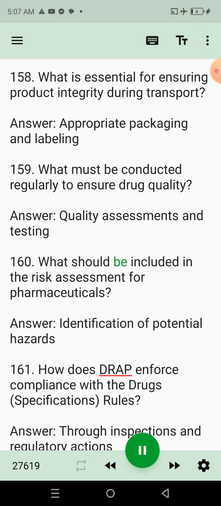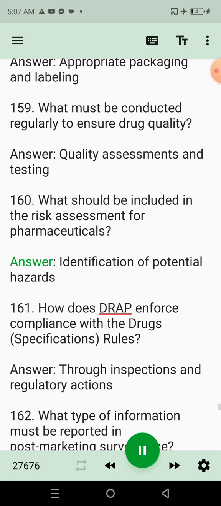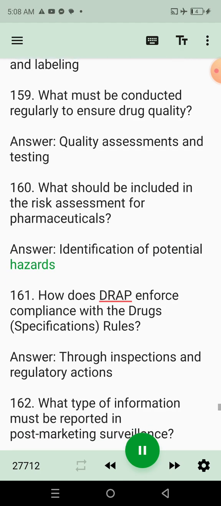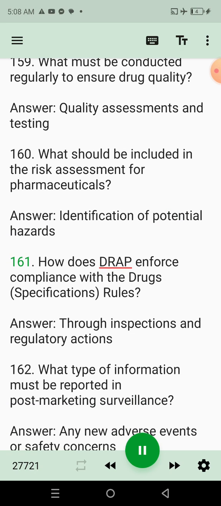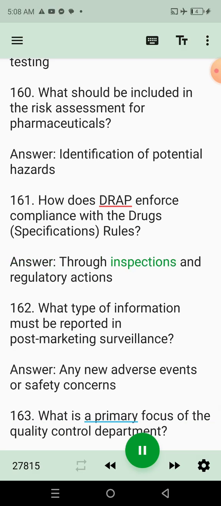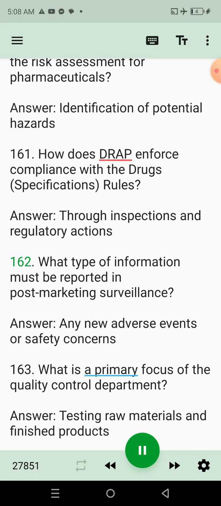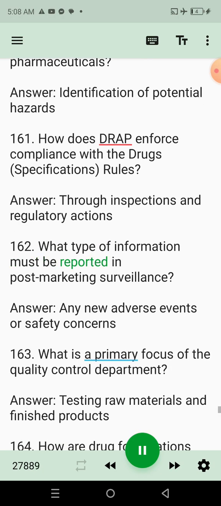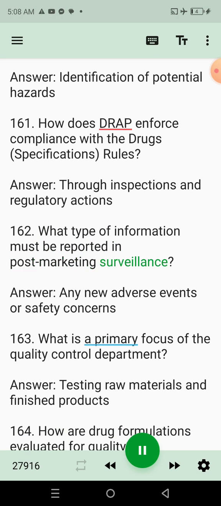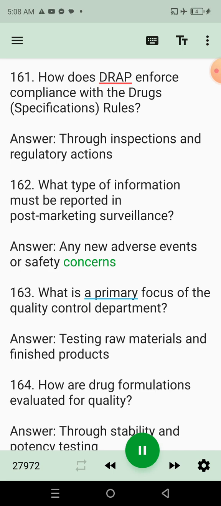160. What should be included in the risk assessment for pharmaceuticals? Answer: identification of potential hazards. 161. How does DRAP enforce compliance with the drug's specifications rules? Answer: through inspections and regulatory actions. 162. What type of information must be reported in post-marketing surveillance? Answer: any new adverse events or safety concerns.